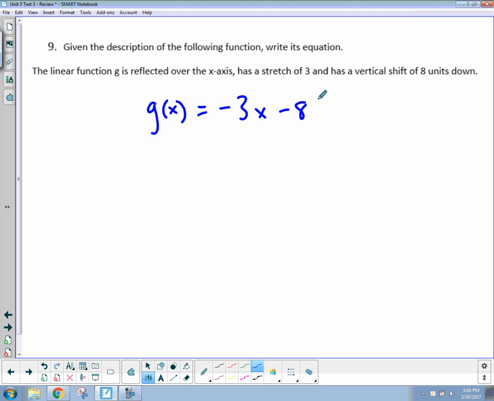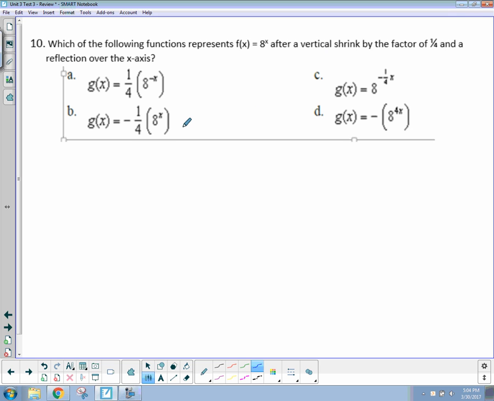Number 10, which of the following functions represent f of x equals 8 to the x after a vertical shrink by a factor of 1/4 and a reflection over the x-axis. Well, reflection means we need negative, so this is not it, and that's not it. Now we're down to these two. We needed a shrink by a factor of 1/4. This is not in the right spot. This is 1/4, must be B.